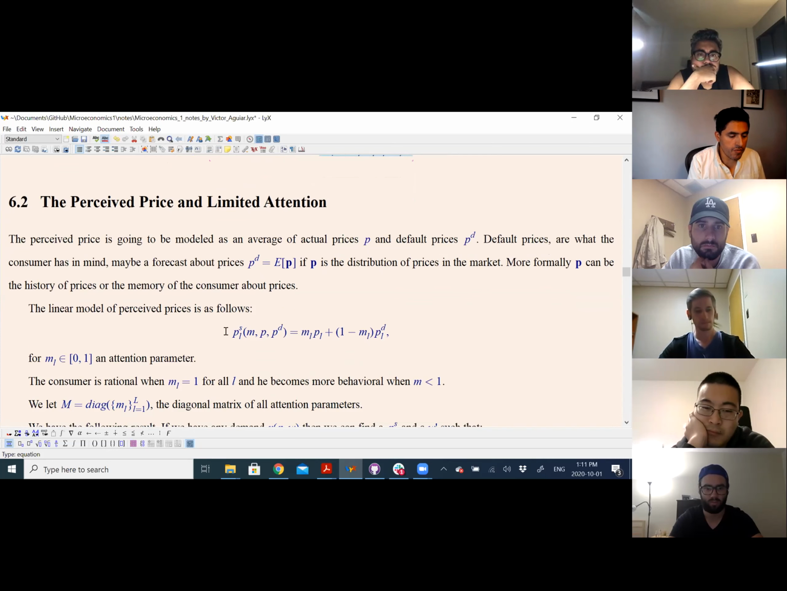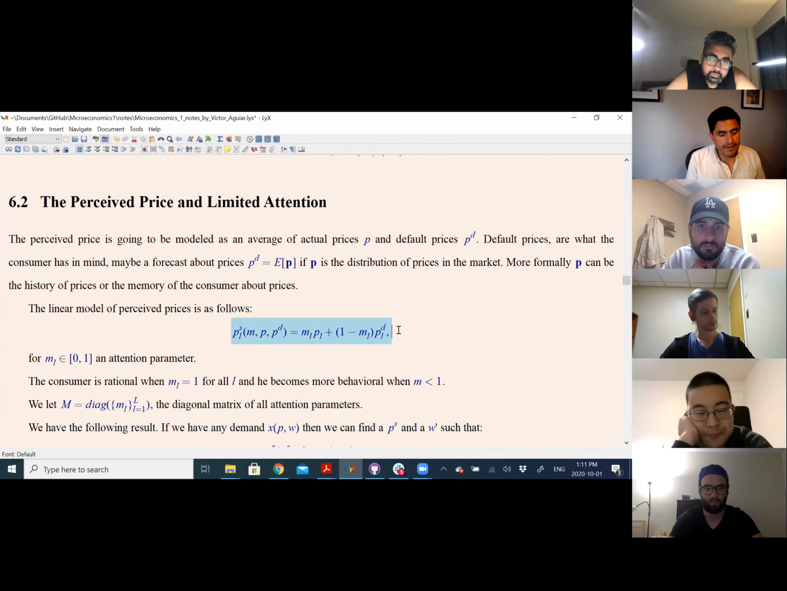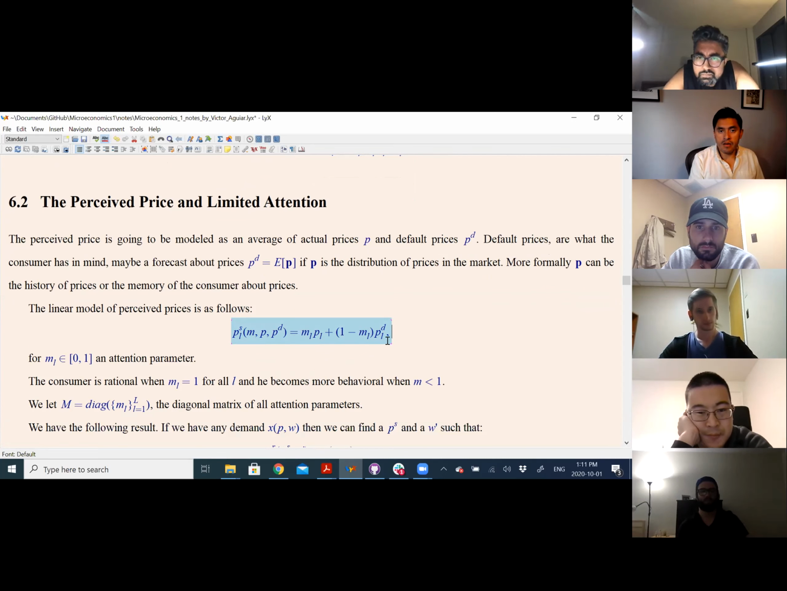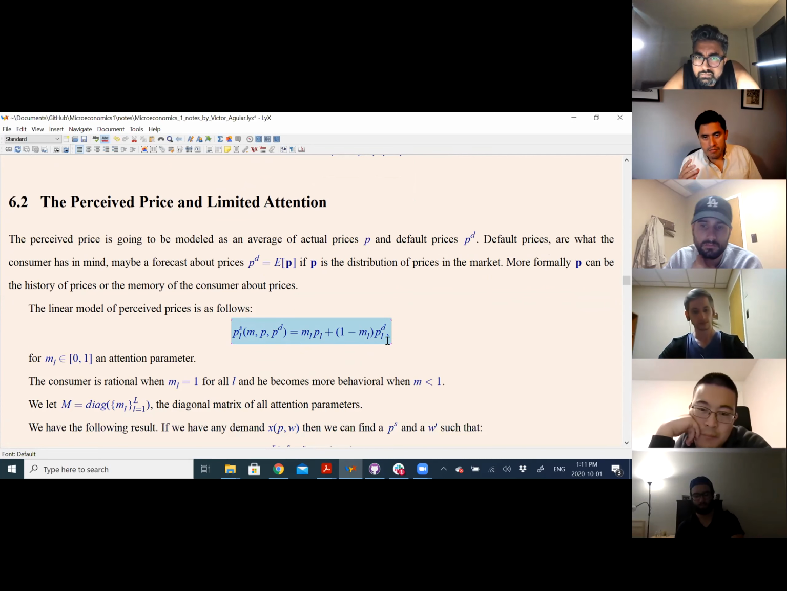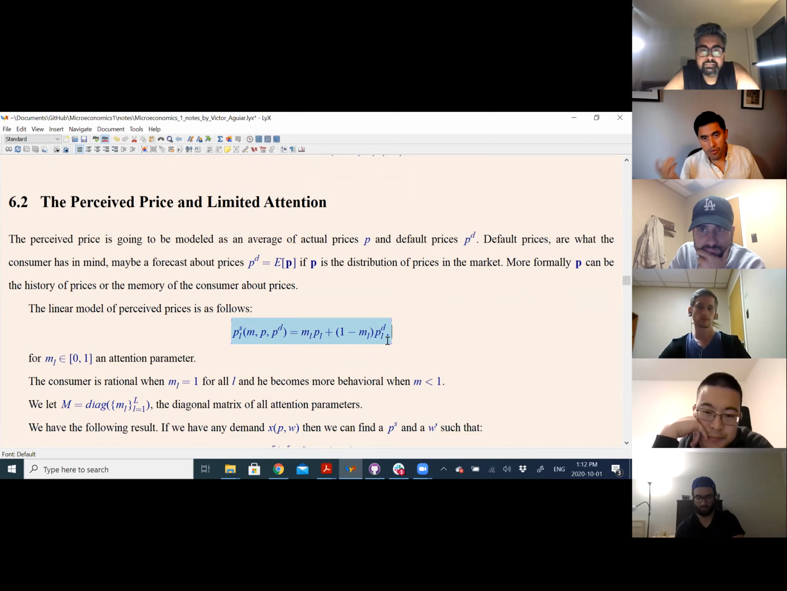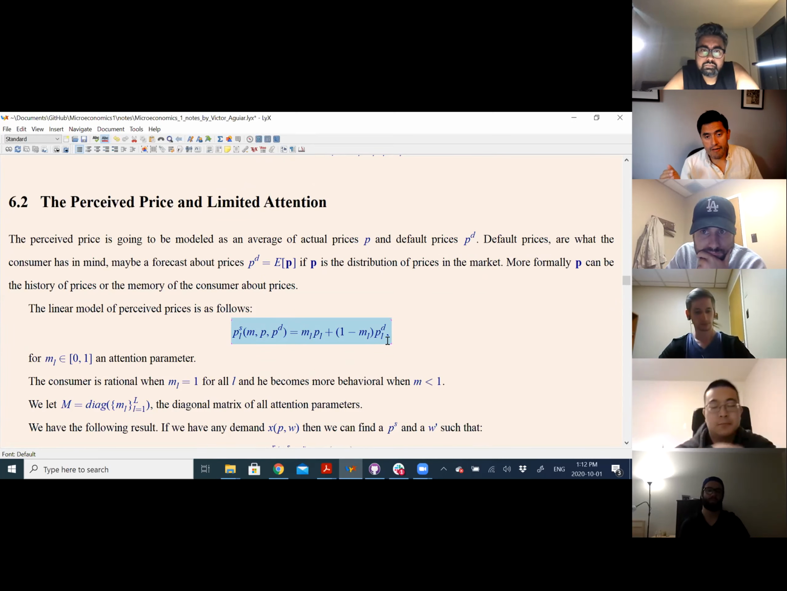And so I'm going to propose this model by Gabaix, which is basically a weighted average of true prices, and then the other component being a default price. I'm going to explain more formally what this can mean in a second, but now intuitively: you're going to a supermarket, and what is the default price? The default price is the price that you have in your mind before going shopping. So that's the zero-cost information you already have.